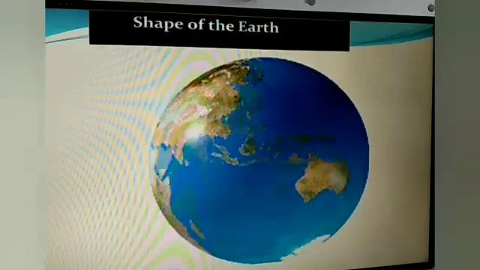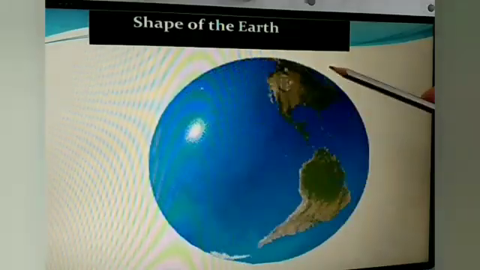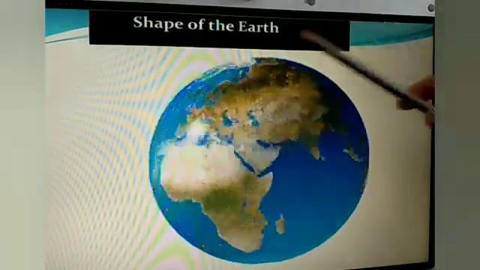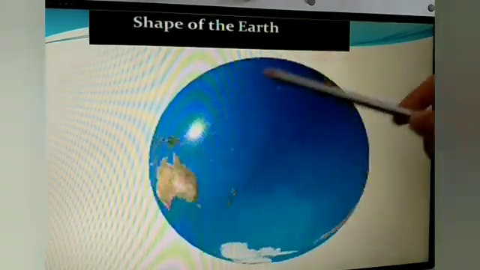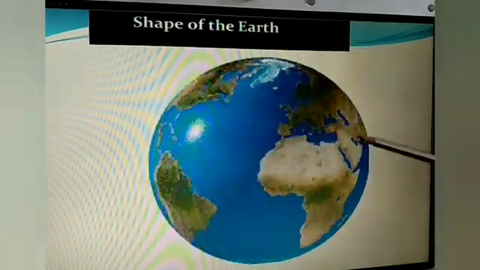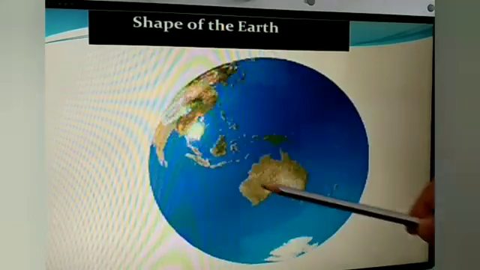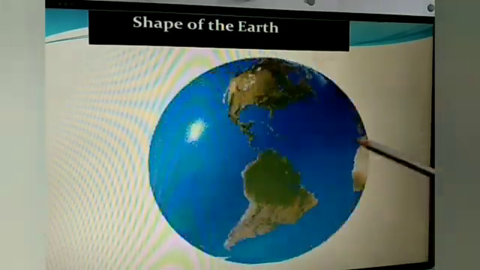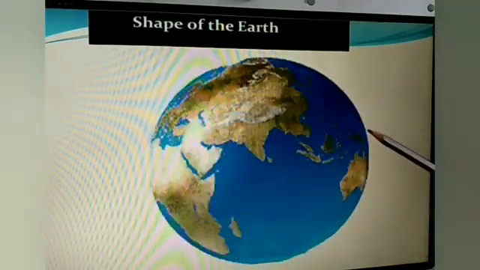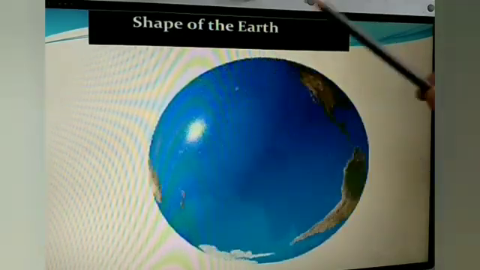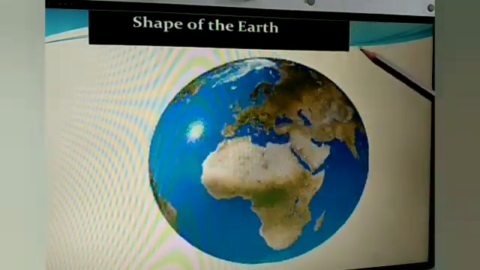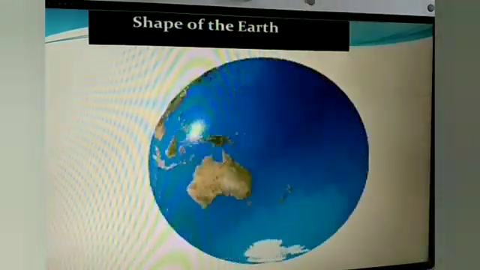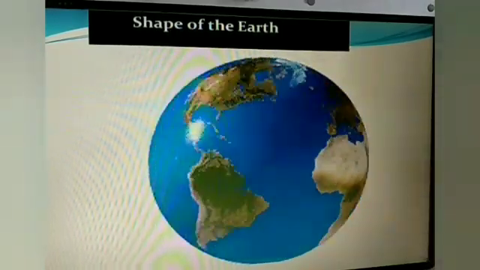Now come to the next slide. The shape of the earth. As you are looking, my dear, how the earth is rotating. Why is it rotating so smoothly? Do you know? Because the shape of the earth is spherical. That's why it is rotating so smoothly.